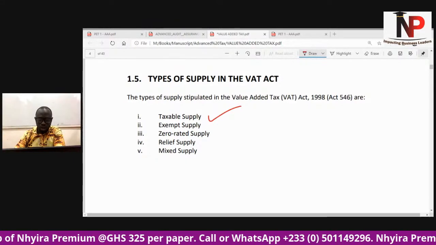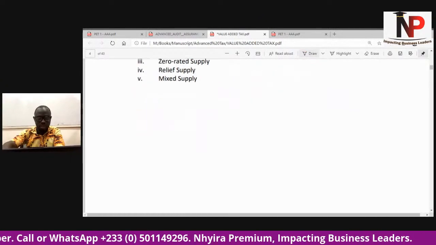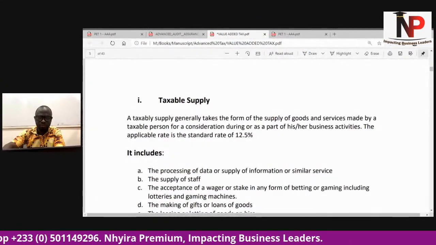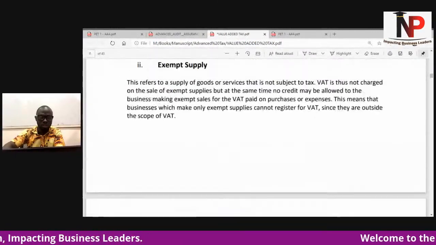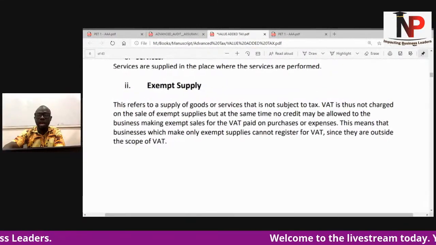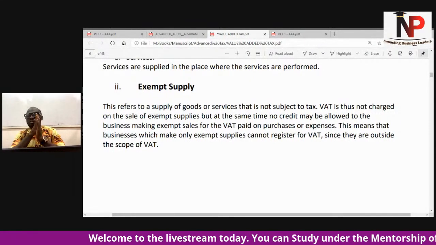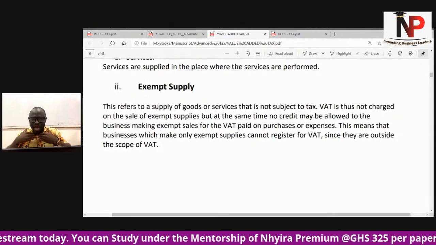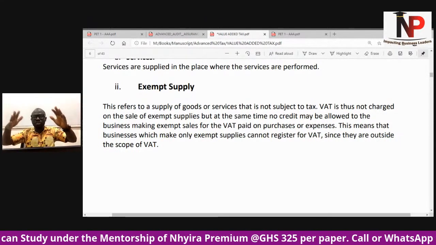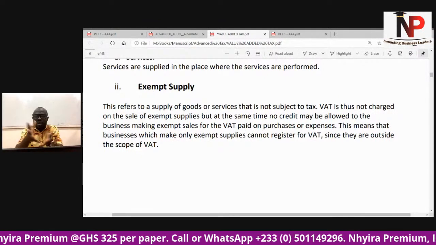So let's move on to exempt supply. We dealt with all these yesterday. Right, so here we are, exempt supply. Now, when we say an exempt supply, just listen to the name, exempt. To exempt someone means to what? Prevent the person from getting something.